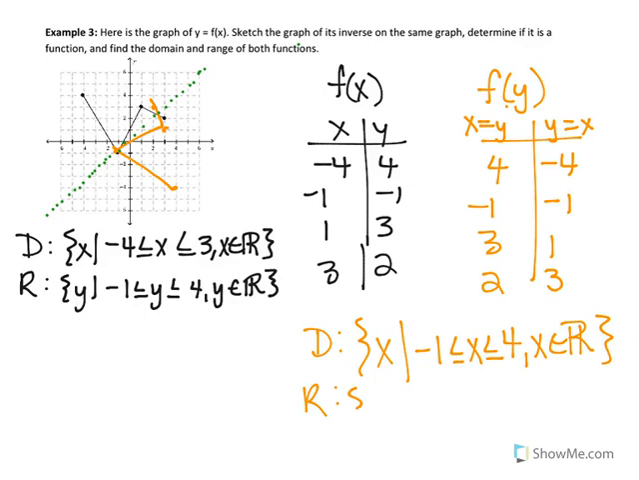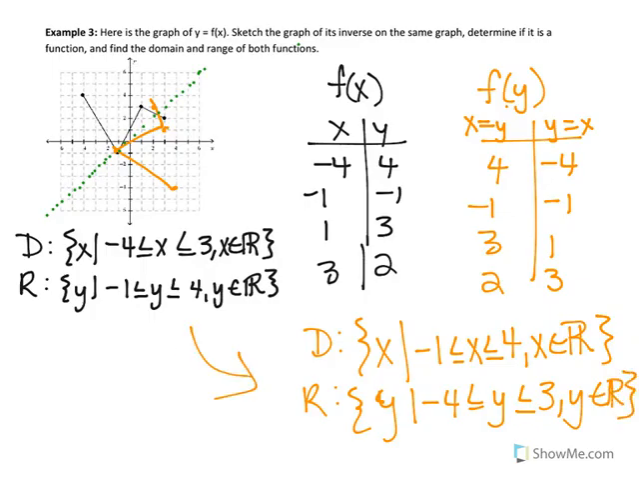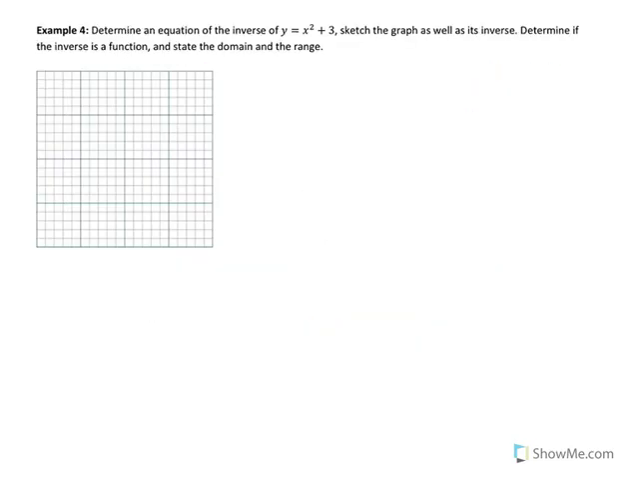And our range is -4 to +3. And what you should notice is that our domain and our range changed. They just flip-flopped. So that's how you do the inverse of a function. Okay, next example. Determine an equation of the inverse of y equals x squared plus 3.